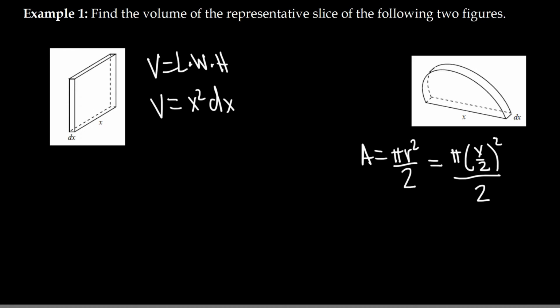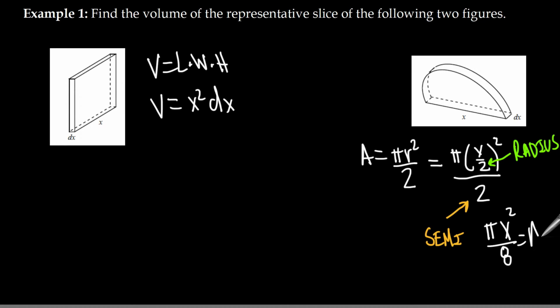So let me review that. That's where it gets complicated. This 2 is because it's a semicircle. This 2 here is because it's radius and not diameter. So there's 2 divided by 2's in this problem. So let's go ahead and expand this. This is going to be x squared over 4, divided again by 2. So your final answer here is going to be pi x squared over 8.